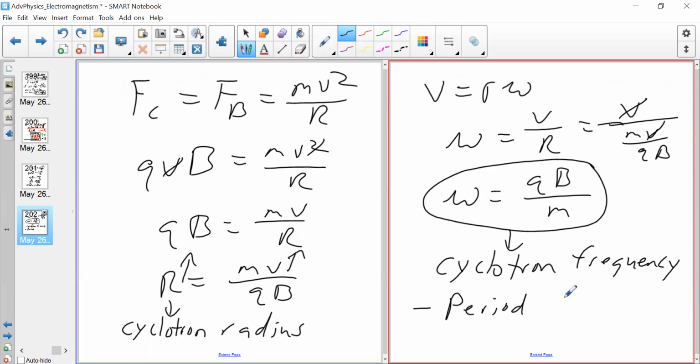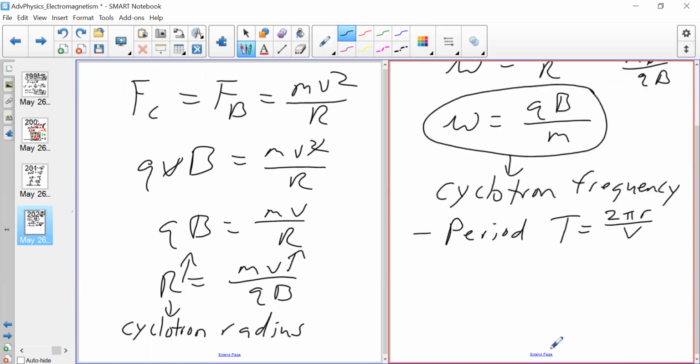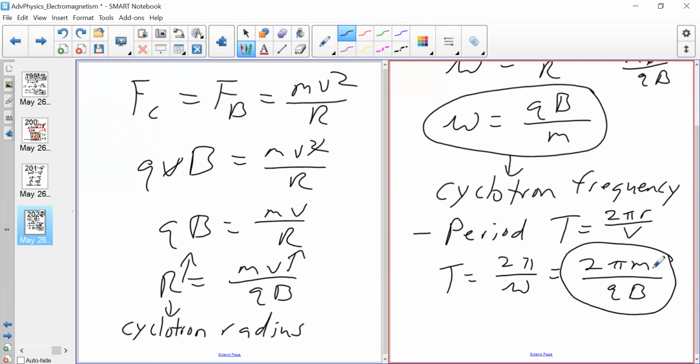Okay, now I want to figure out the period of this particle in the cyclotron. So I'll do 2 pi r over v. I know that from circular motion. And then write it up again here because r over v will be 1 over omega. So it'd be 2 pi over omega. And I know omega is this. So therefore, my period in terms of the mass of the particle and magnetic field will be 2 pi m over qB. Different ways of expressing the same thing.